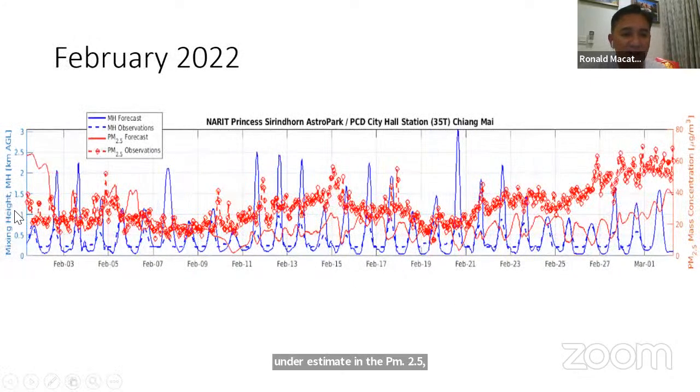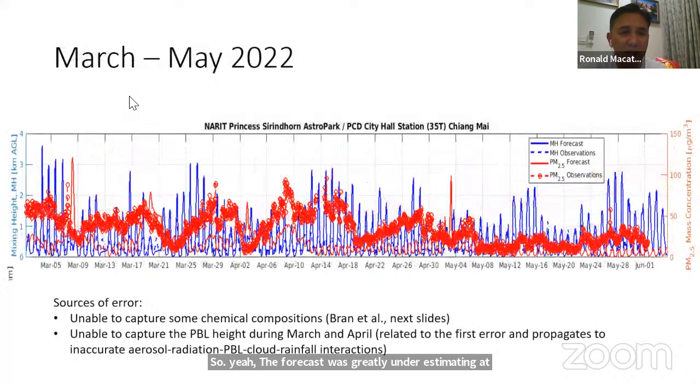For February, the beginning was still okay, but during the last part, where the biomass burning emissions start to increase, the forecast was greatly underestimating. During the peak time in March to April, we were really quite off in the forecasts. It captures some of the variations at least, but most of the time we underestimate the PM 2.5.